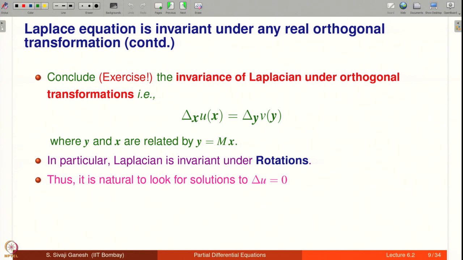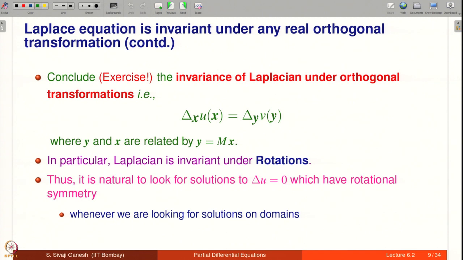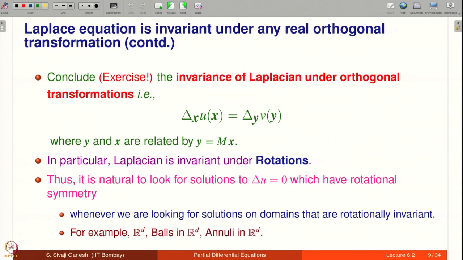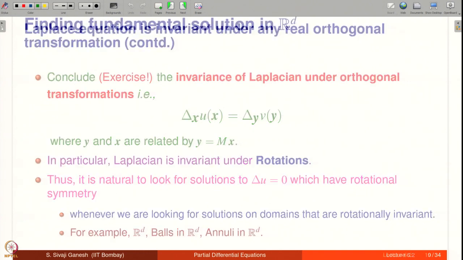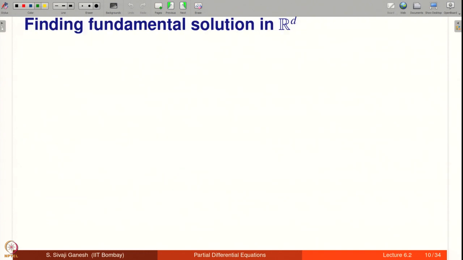Thus, it is natural to look for solutions to Laplacian u equal to 0 which have rotational symmetry. Whenever we are looking for solutions on domains which themselves have this rotational symmetry, that is rotationally invariant. For example, RD trivially, balls in RD and annular regions in RD. So, finding fundamental solution in RD, how do we do that?